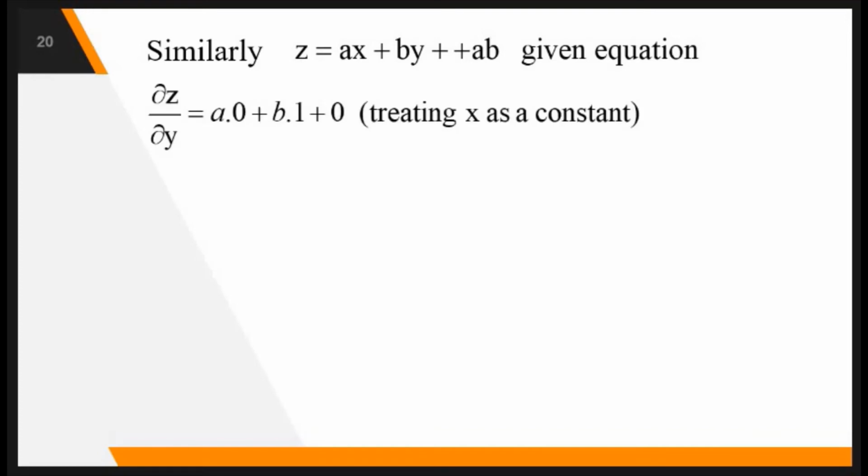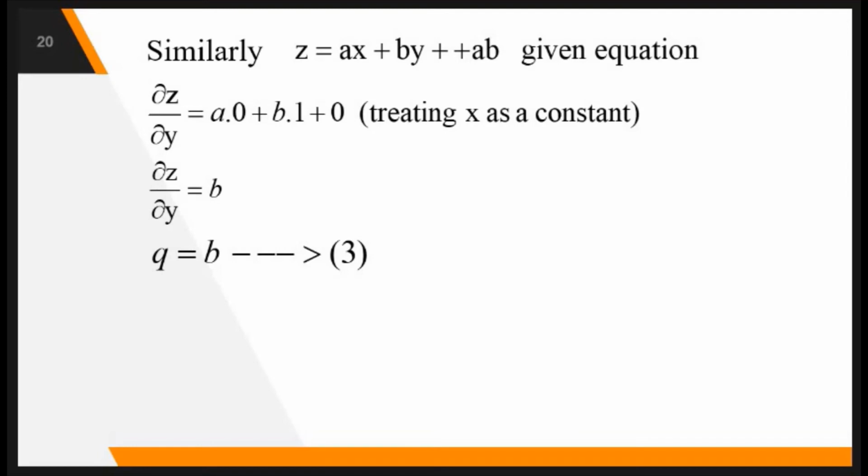Now similarly, write down the given equation. Now differentiate this equation partially with respect to y, treating x as constant. So dou z by dou y equal to ax, both are constant, so differentiation will be 0. b into 1 plus ab, both are constant, so differentiation is 0. So you will get dou z by dou y equal to b. But what is dou z by dou y? It is q. So q is equal to b. Call that equation number 3.